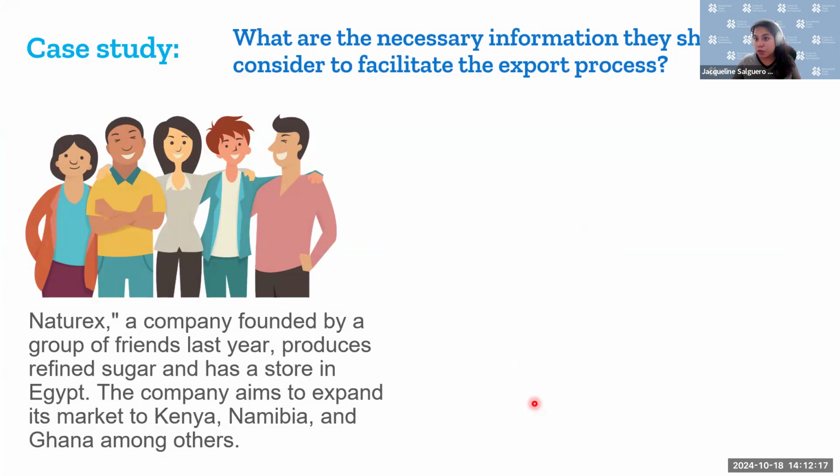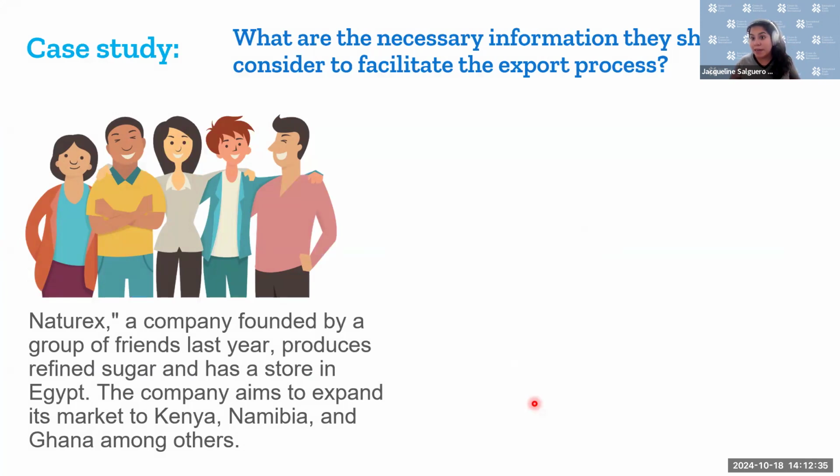So before we move to the part on how we plan to address this lack of access to information, I would like to do a short case study. Just to understand, for instance, what do you think is the necessary information that you require? For instance, when you have tried to export, what kind of information did you need to be able to export to other countries? So this is just a case study.